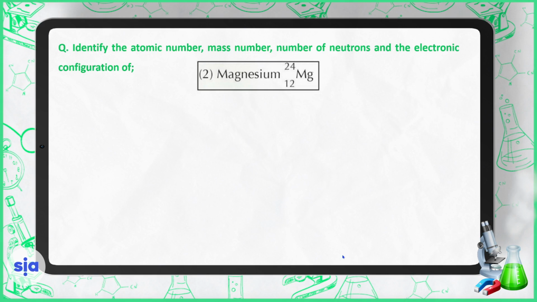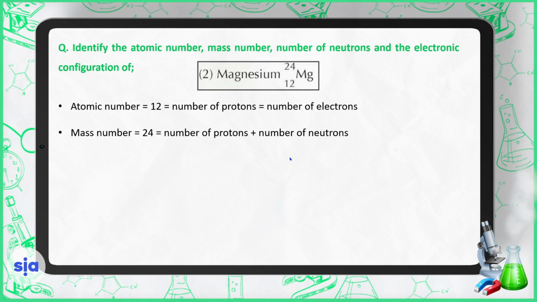Here is magnesium. Identify also the atomic number, the mass number, the number of neutrons, and the electronic configuration. We can do it together. As usual, this number is the atomic number, which is the number of protons and the number of electrons as well. The number on the top, which is the mass number, is equal to 24. It is the number of protons plus the number of neutrons, the total number of particles inside the nucleus.